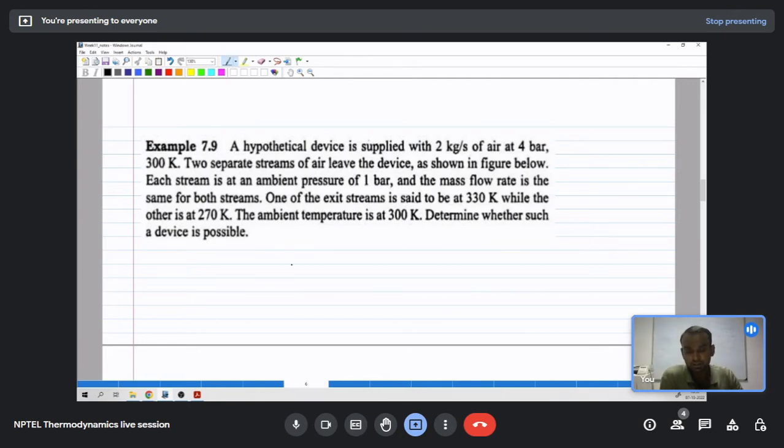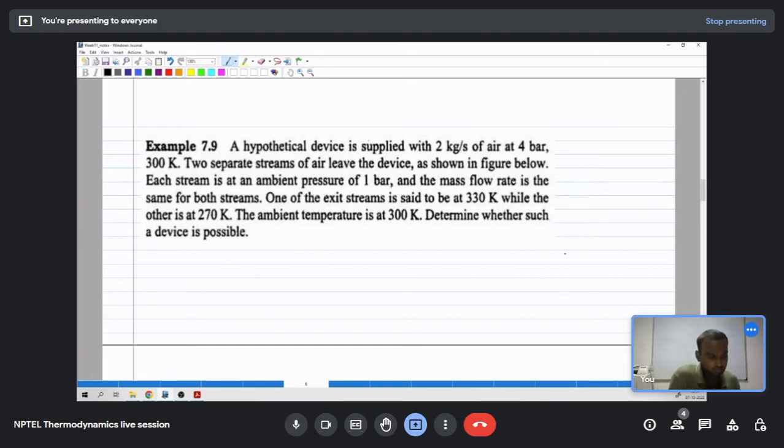We have a hypothetical device which is supplied with 2 kg per second of air at 4 bar and 300 Kelvin. Two separate streams of air leave the device, as shown in the figure. Each stream is at ambient pressure of 1 bar, and the mass flow rate is the same for both streams. One of the exit streams is said to be at 330 Kelvin, while the other is at 270 Kelvin. The ambient temperature is 300 Kelvin. Determine whether such a device is possible.